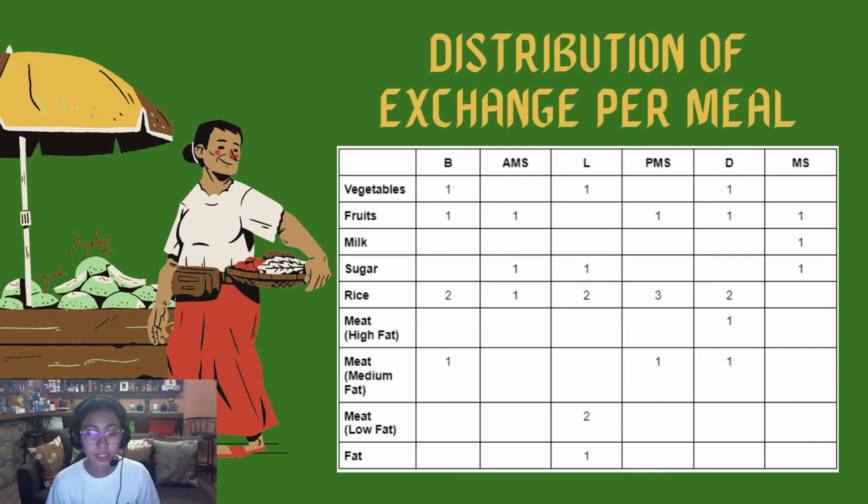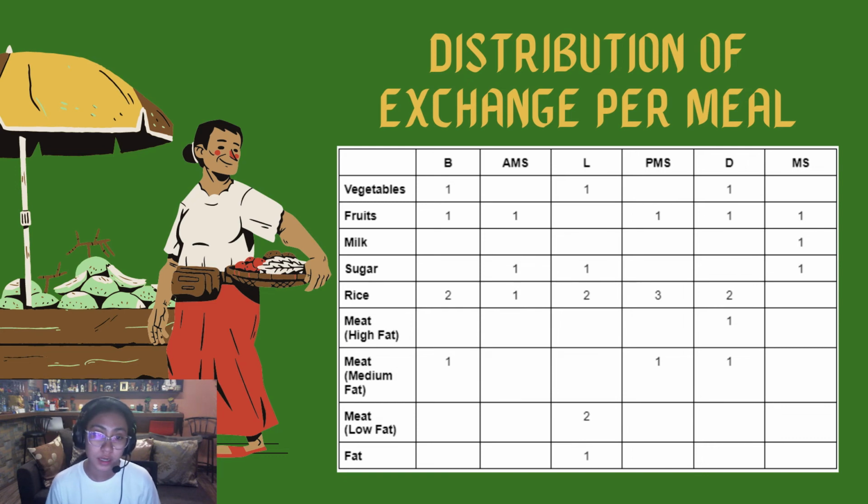So for breakfast, as you can see here, there is 1 vegetable A, 1 fruit, 2 rice, and 1 medium fat meat. For AM snack, we have 1 fruit, 1 sugar, 1 rice. For lunch, 1 vegetable B, 1 sugar, 2 rice, 2 low fat meat, and 1 fat. For PM snack, 1 fruit, 3 rice, 1 medium fat meat. For dinner, 1 vegetable B, 1 fruit, 2 rice, 1 high fat meat, and 1 medium fat meat. Then for midnight snack, 1 fruit, 1 milk, and 1 sugar.